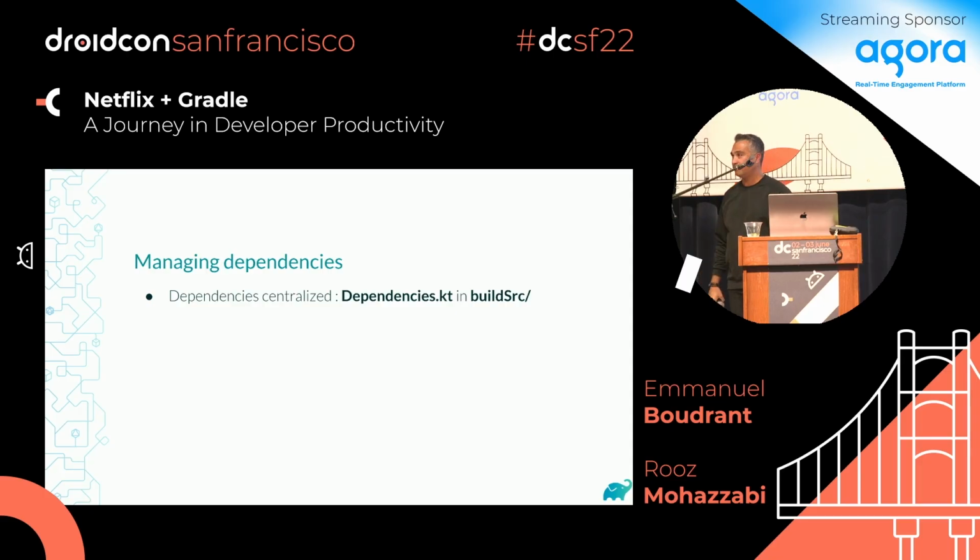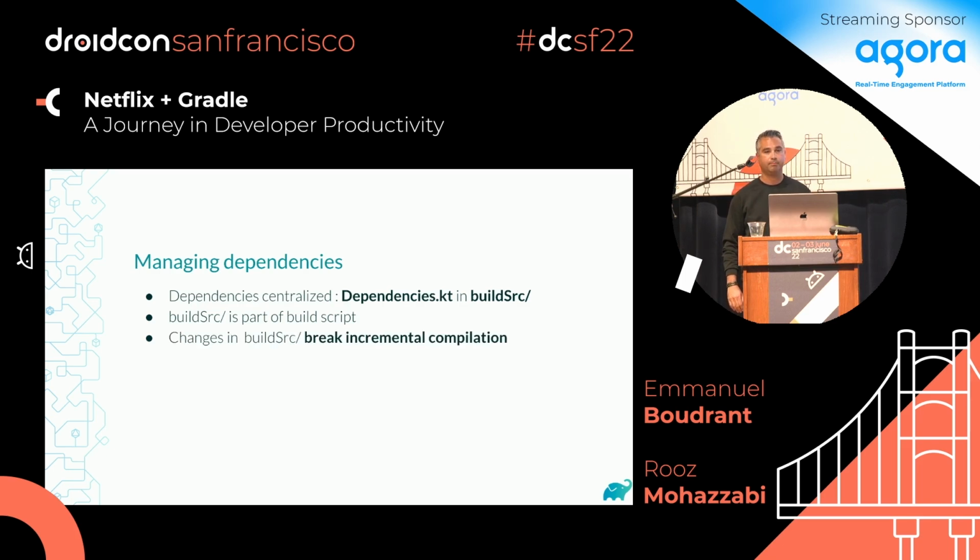Okay, so yes, I wanted to talk about the dependencies. We got a few issues in our build. The first one is that, like a lot of apps, we use dependencies.kt to declare all our dependencies and to centralize everything. But the problem with that is everything in buildSrc is part of your build script, so this is going to break incremental compilation. We have some internal libraries we update on a weekly basis, so every time we do that, we require all the developers and all the CI to rebuild everything.